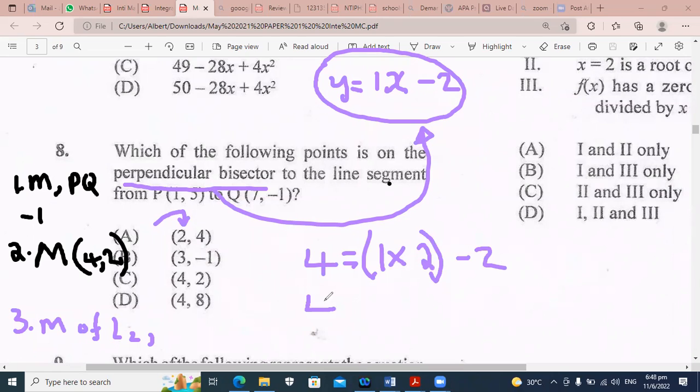So 1 times 2 is 2. 2 subtract 2 is what? 0. Is this a true statement? Is 4 equal to 0? No, so it's not equal, not true. Because they're not equal, A cannot be on the line. Do you follow? Yes, sir. So if it is not A, you tell me which one it is then.